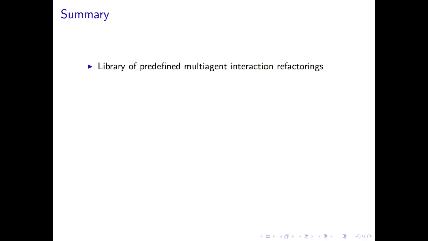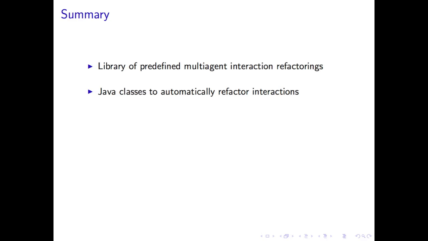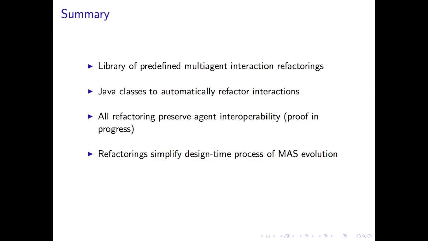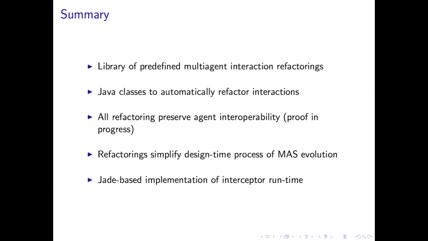We have demonstrated the following points. We have a library of predefined interaction refactorings. We have Java classes to automatically refactor an interaction. We assert that all refactorings, with a few notable exceptions, preserve agent interoperability, and we are working on a proof of that. Our predefined refactorings simplify the design time process of evolving multi-agent interactions, and our Jade-based implementation executes the interceptors at runtime.